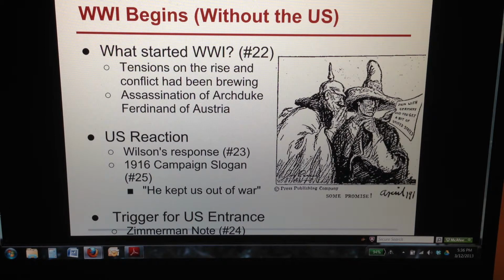Because in 1916, so for number 25 here, he ran on the campaign slogan of "He kept us out of war." So it seems to be pretty important because he got reelected. So the public likes the idea of keeping us out of war. So for number 25, he kept us out of war. That's one of the reasons he helped win the election; that was sort of his slogan.